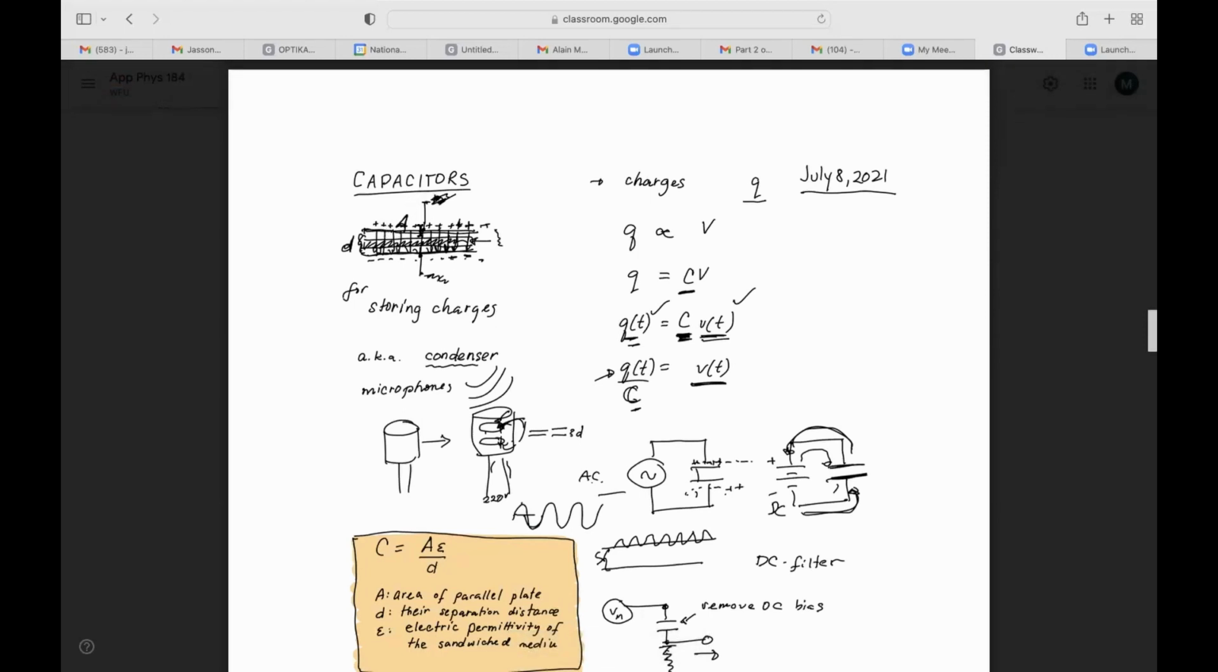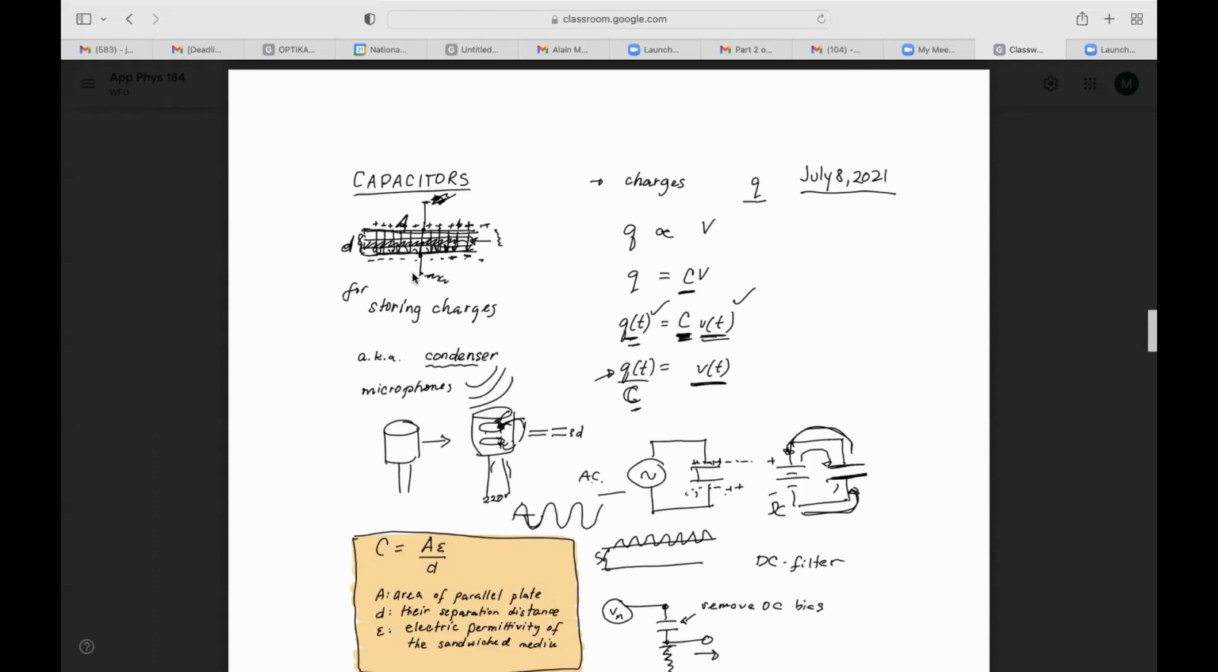So capacitors in general are two parallel, conducting plates. There could be a dielectric between them, and each plate is attached to opposite ends of a battery, and therefore the battery provides an electric field in between the plates. Okay, and this is generally used for storing charges, as you know. And in general, charge is proportional to capacitance times voltage.